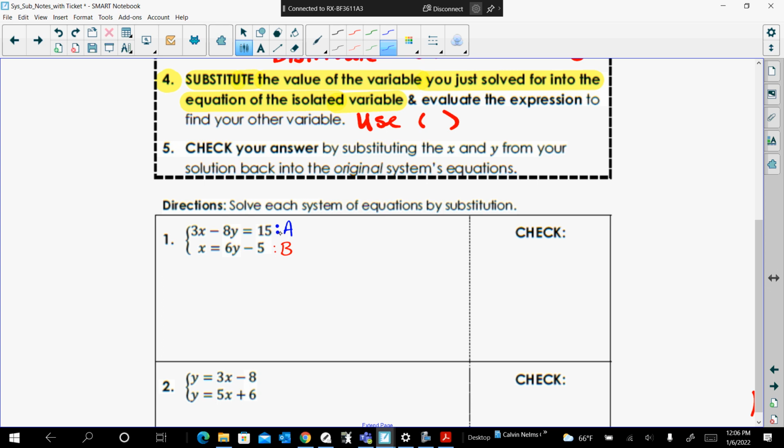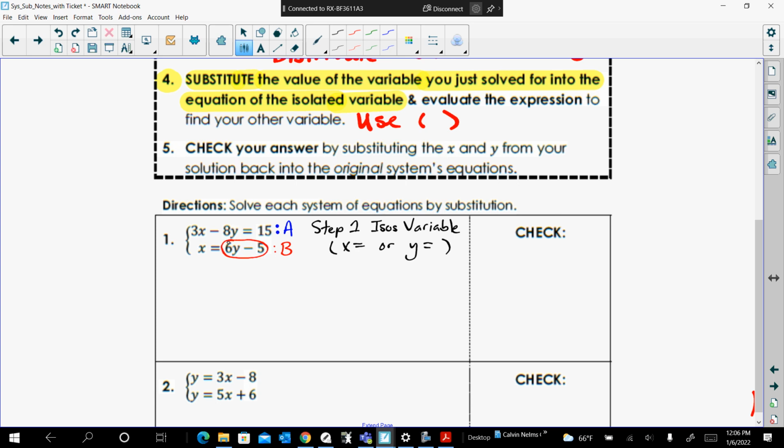Because the x is by itself. Yes, the x is by itself. So to do step 1, whenever you're isolating a variable, it has to look like x equals or y equals. Do we understand that now? Okay, so this is what you're doing. We're starting with B. What the variable equals, you're going to circle. There it is. Circle that.